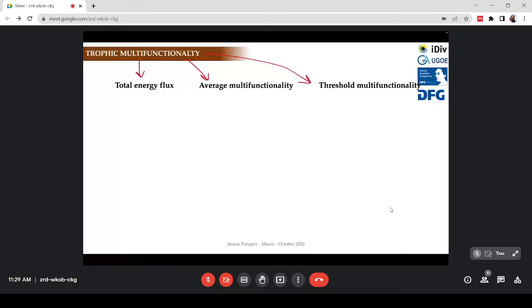indicators we could use. It's total energy flux, so how much energy in general is processed by animals. But sometimes we have systems where we have very low biodiversity but high energy flux. And in such a situation, it maybe makes more sense to use multifunctionality in a way that we calculate the average across all functions that we have, or we see how many functions fall beyond a certain threshold. And in this case, we could evaluate the total performance of a certain ecosystem or a certain soil food web.